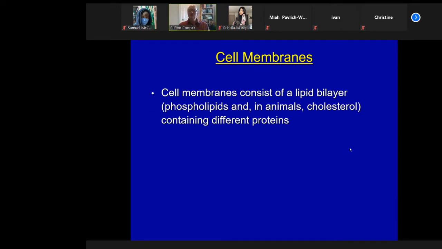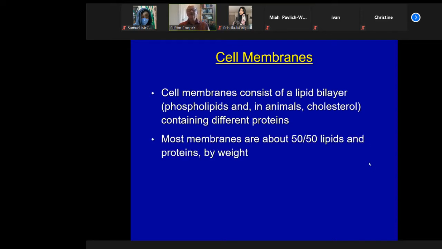As it is, membranes will have this lipid bilayer we've looked at, mostly made out of the phospholipids, also cholesterol in animals, and proteins. Just as a very crude guesstimate, membranes are going to be about half lipids and half proteins by weight. That ratio varies a lot. But you can think of the membrane in some ways being just a structure to attach proteins to.